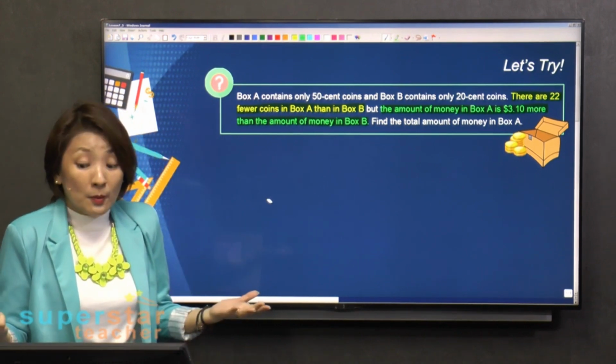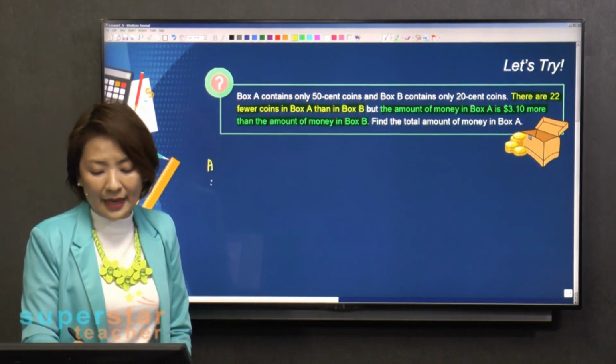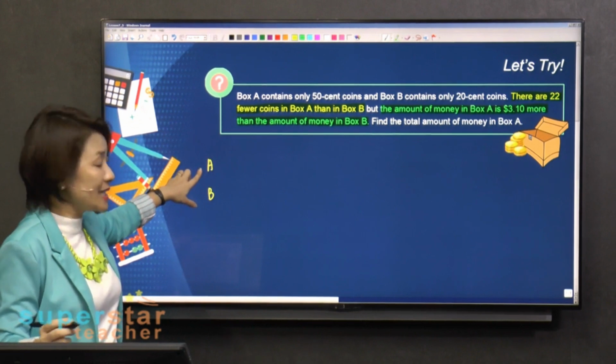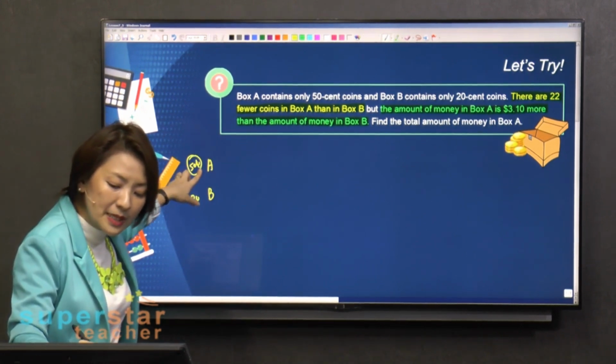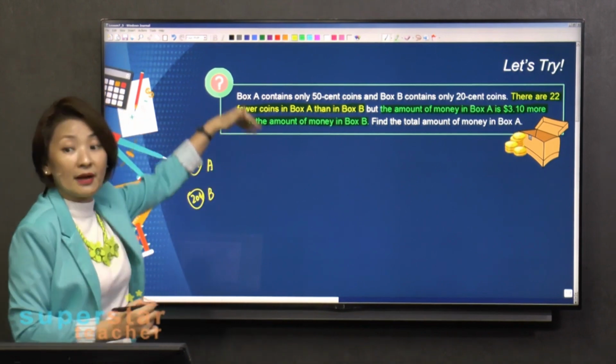So I said that we'll draw model, right? So with the number of coins, I'll have box A and box B. I normally like to put a code here. Box A only has 50-cent coin, so I'll write 50-cent coin like that. And box B, 20-cent coin. I like to do that so that I don't have to keep referring, okay?